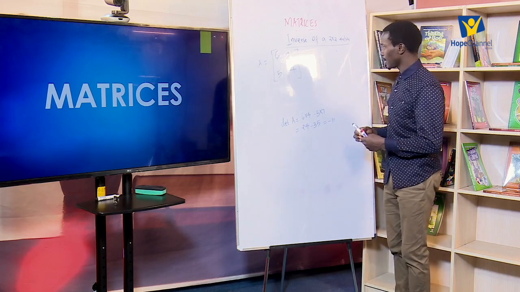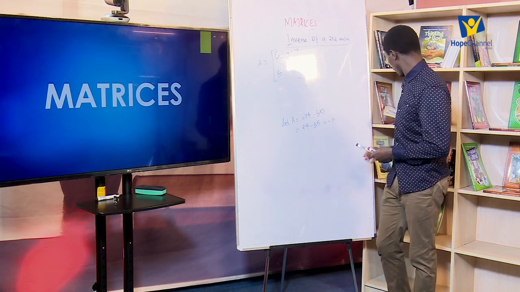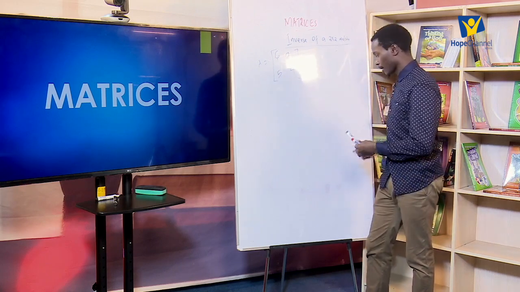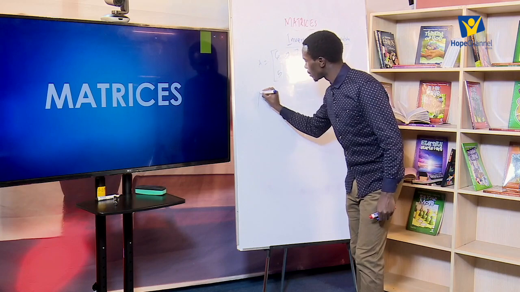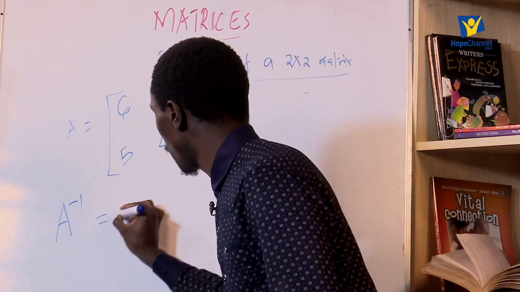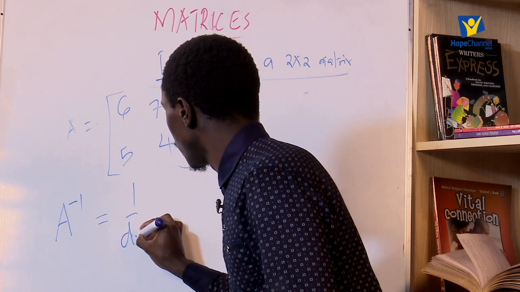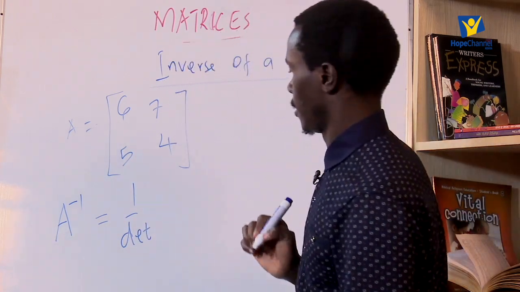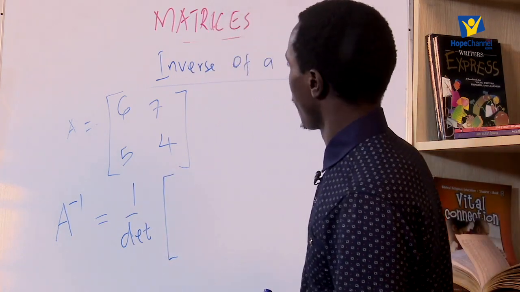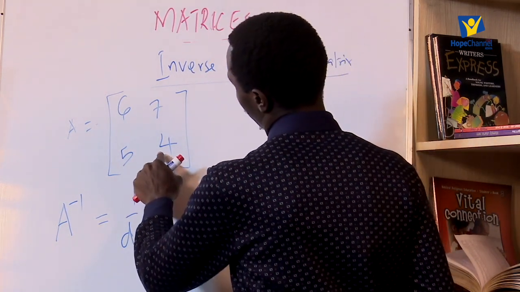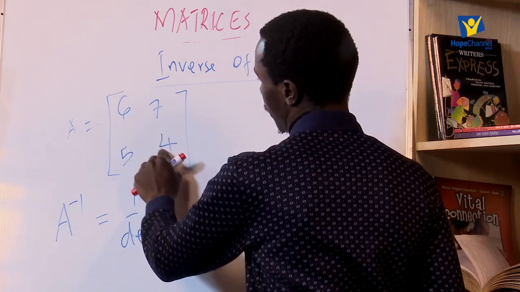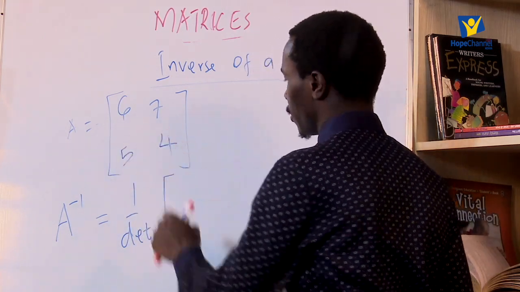After getting the determinant, that is negative 11, the next thing we're going to get is the inverse, which we write as A raised to the negative 1. It is going to be 1 over the determinant of A, times. Now we're going to interchange the elements of the leading diagonal.